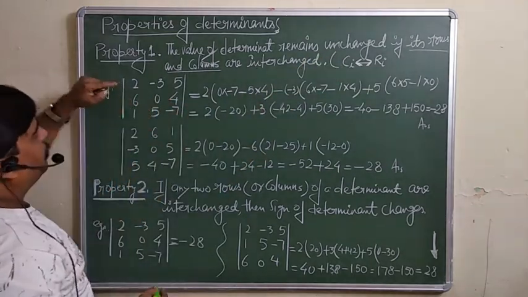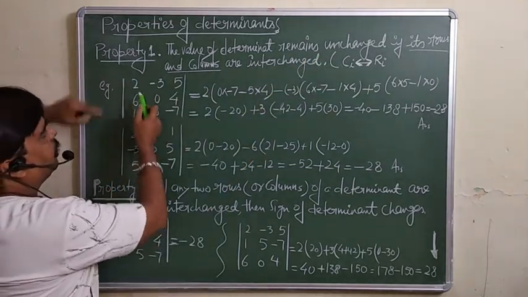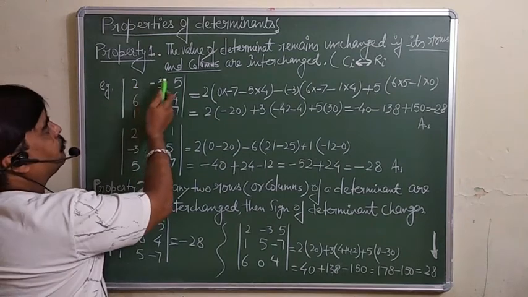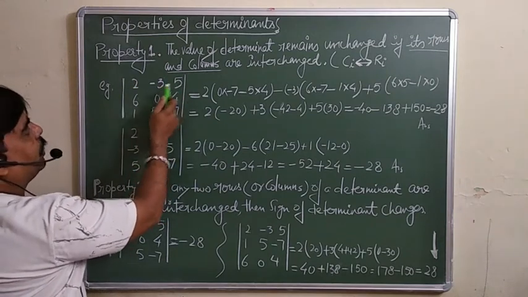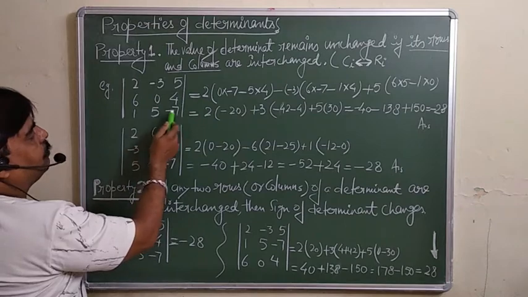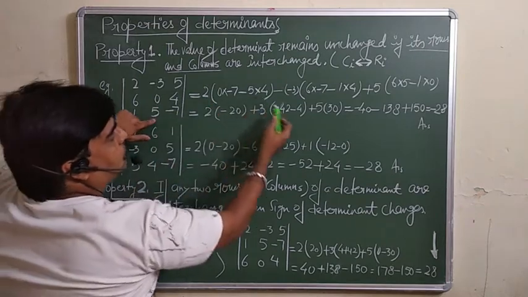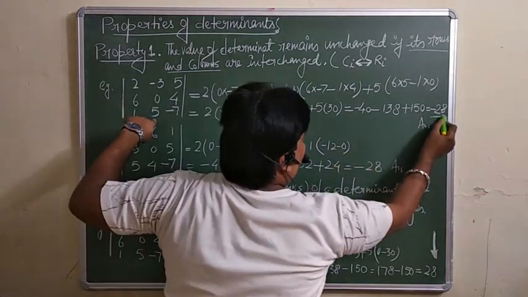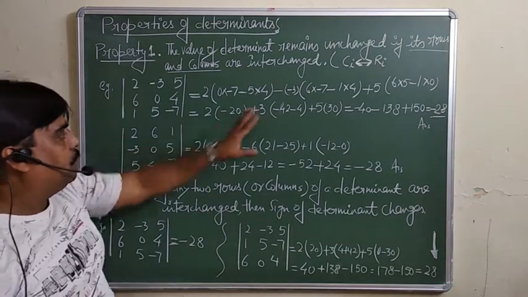See, for example, like this matrix you are taking, we want to find out the determinant of this one: 2, minus 3, 5; 6, 0, 4; 1, 5, minus 7. So you will solve, your determinant will come minus 28. Already I have calculated here.